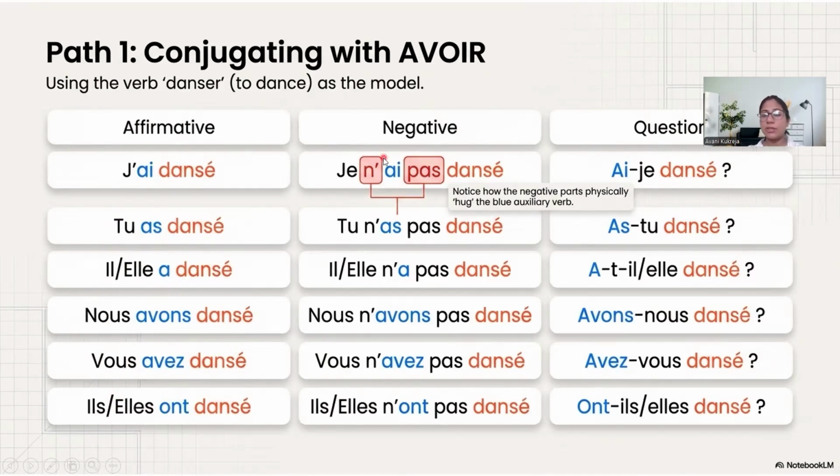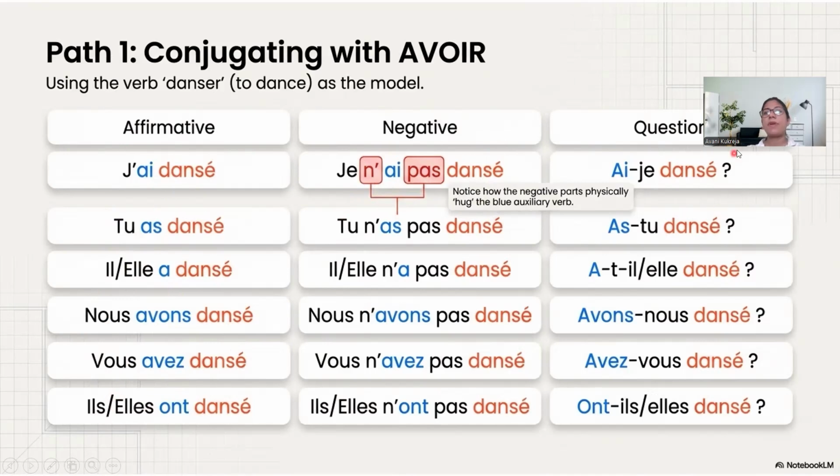How do we negate the sentence in Passé Composé? We write ne and then the auxiliary verb and then pas. Basically, ne and pas will come before and after the auxiliary verb, not before and after the main verb.